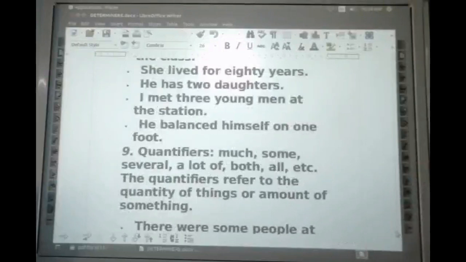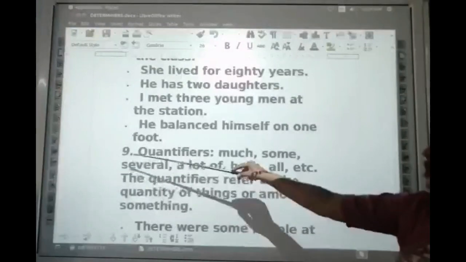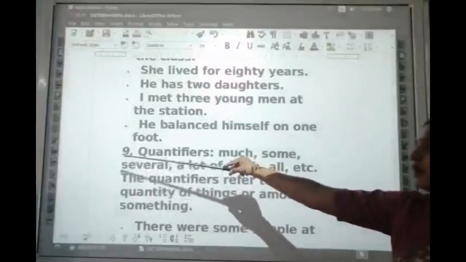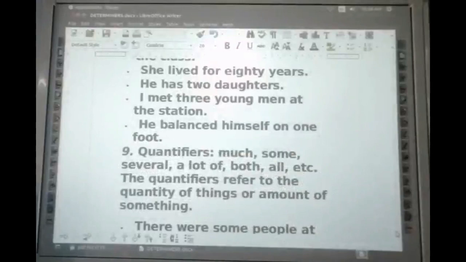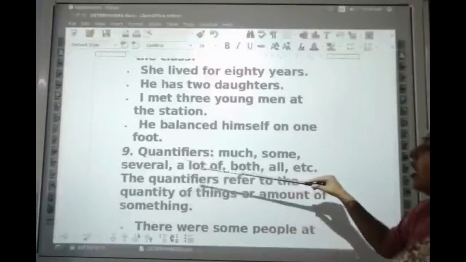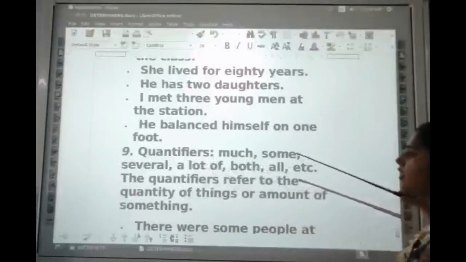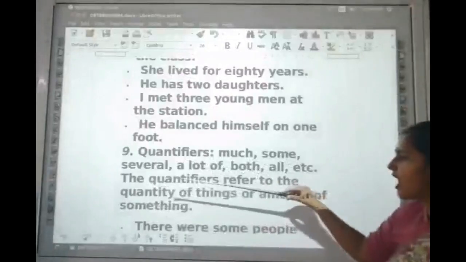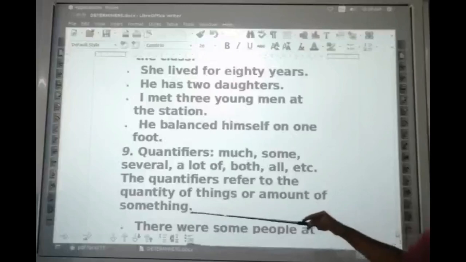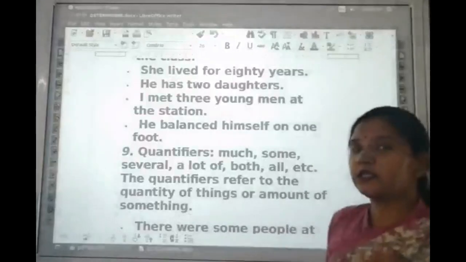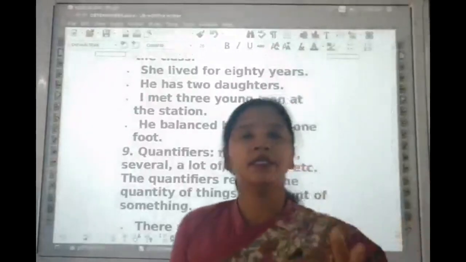Now the next is, yes, your determiner number 9, quantifiers. Quantifiers are much, some, several, a lot of, both, all, etc. The quantifiers refer to the quantity of things or the amount of something. Point, quantity.